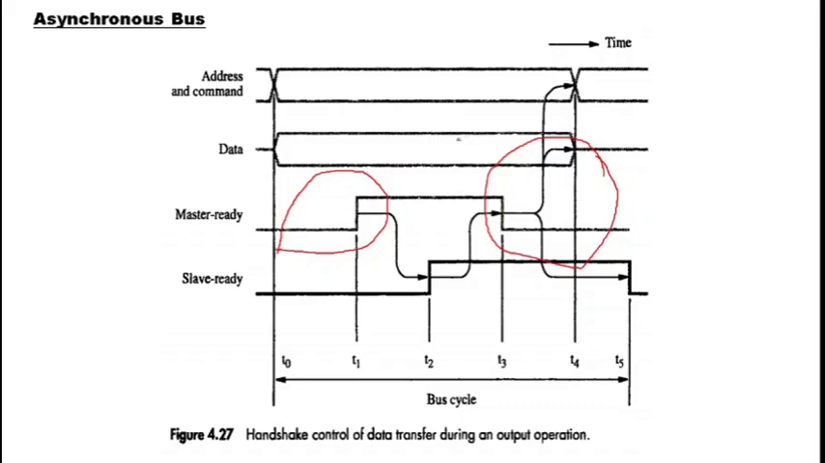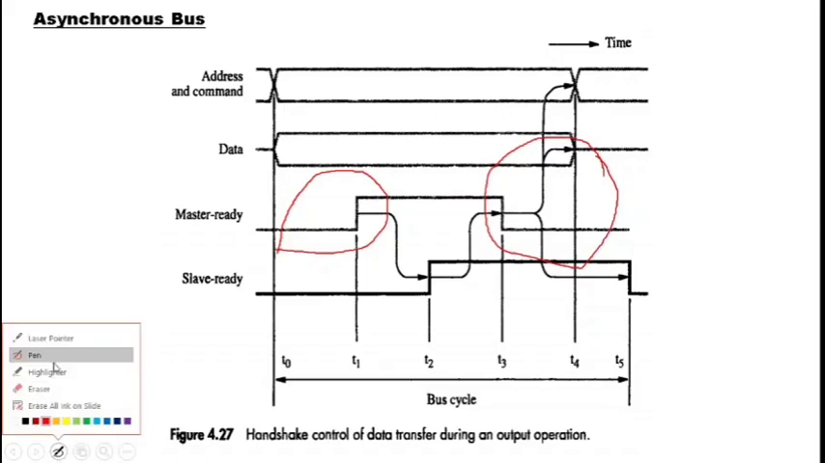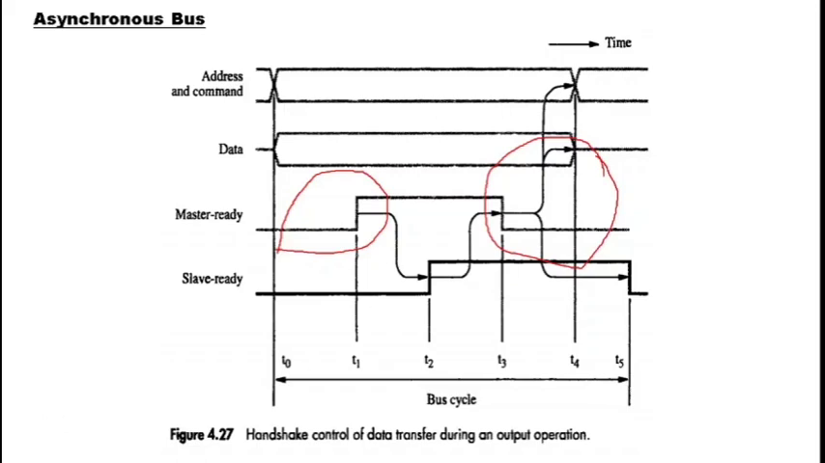Then if you see here, there are some electrical delay cases, right? So where are the electrical delay cases? Even the master in this case, when the slave is ready, won't perceive it until sometime T3, right? Even though slave is ready at T2, master won't perceive it till T3. So that is the case of an electrical delay.